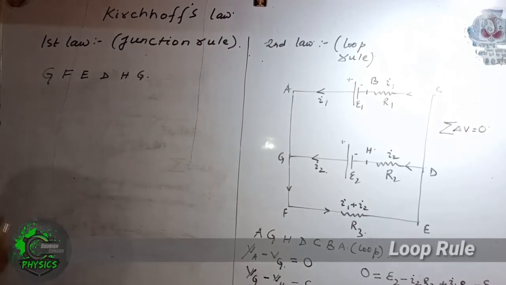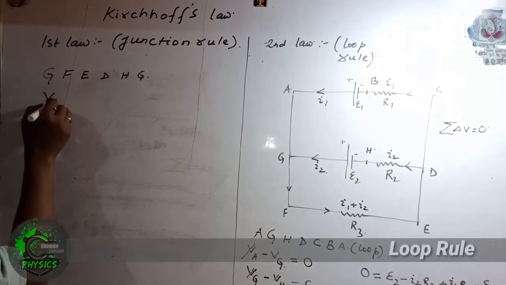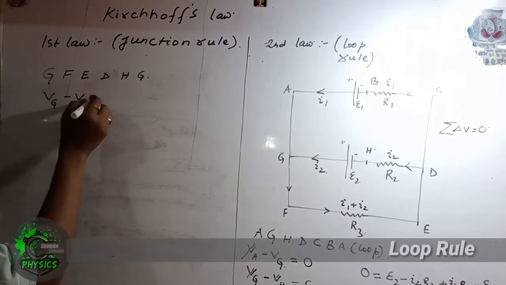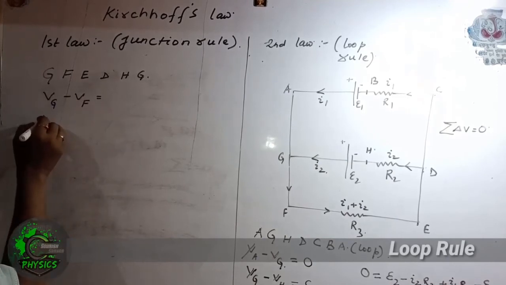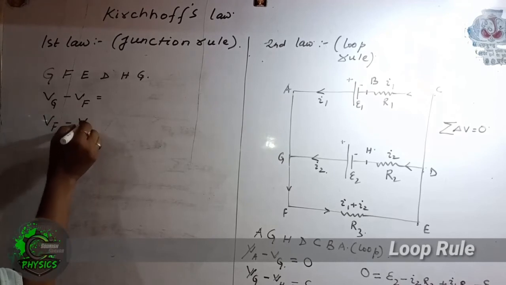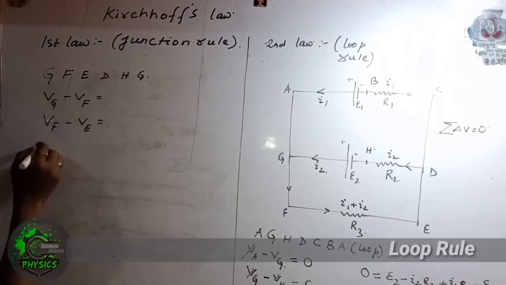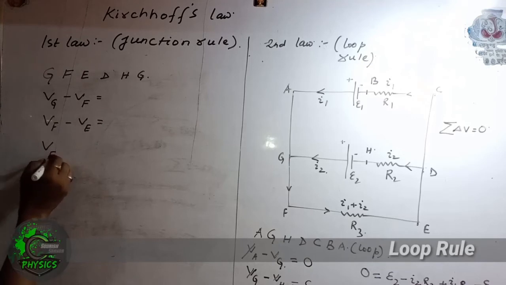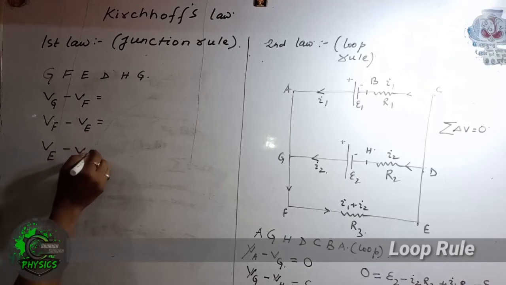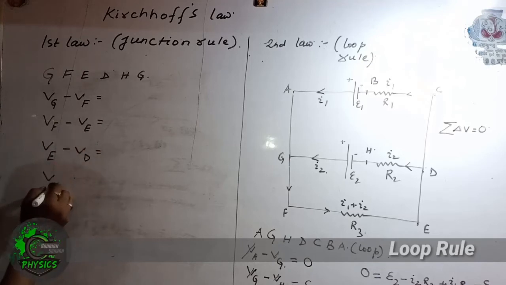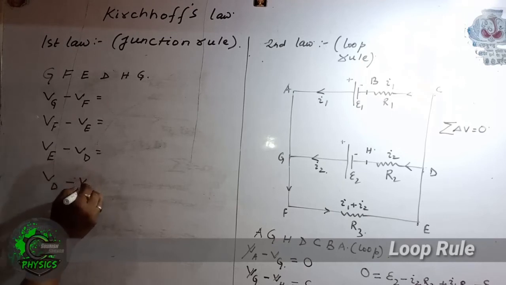So what are the terms we are going to get? VG minus VF, first term; VF minus VE, second term; VE minus VD, third term; VD minus VH, next term; and VH minus VG is the next term.